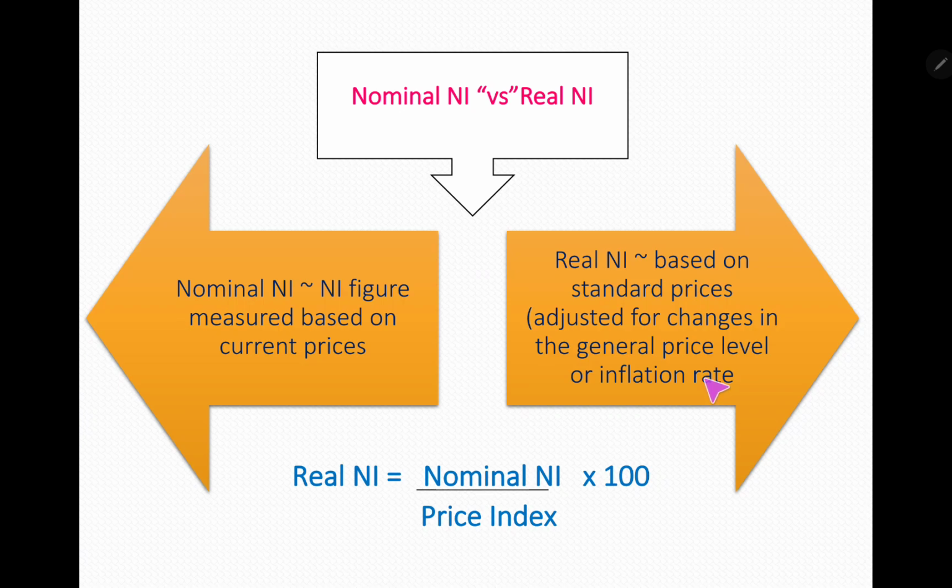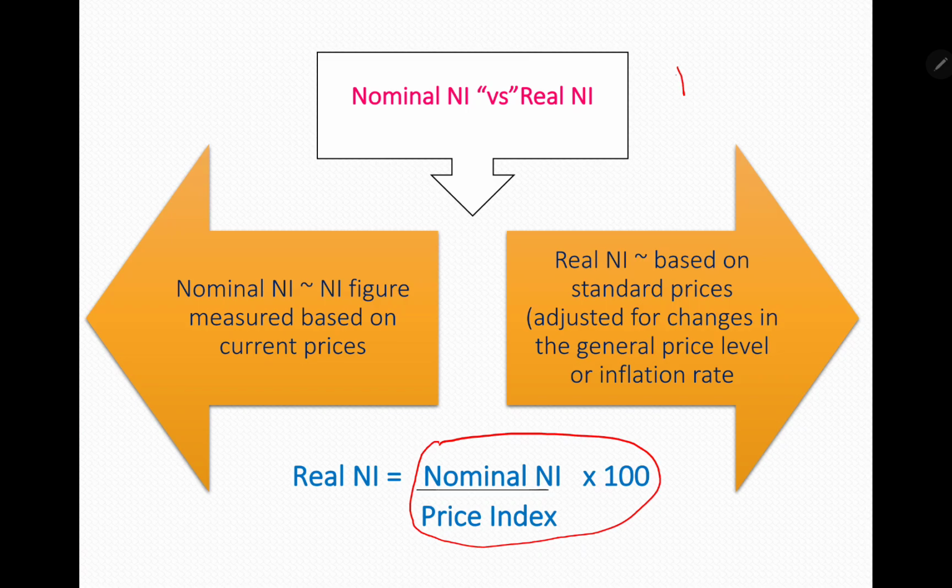But if you compare how much the value of this 100,000 was 10 years ago, you need to have the information for the price index so that you know how much the price has changed. To get back the real terms or real value of this national income, you need to apply the formula: nominal national income over price index times 100.